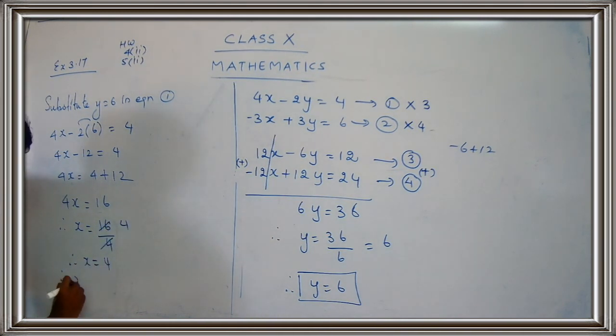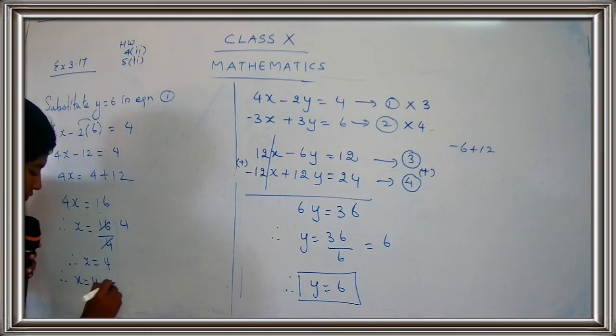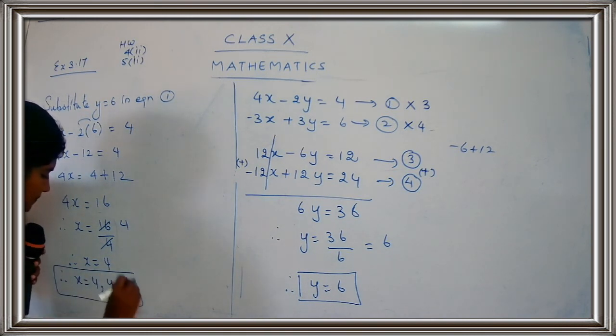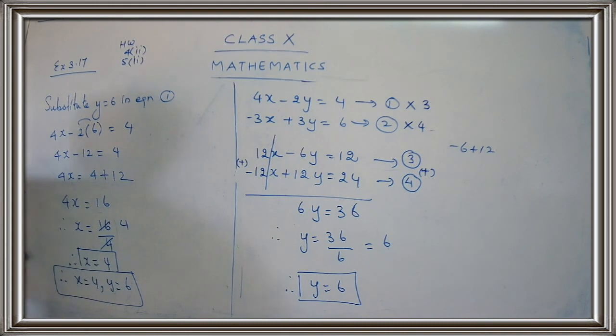So final answer, therefore x is equal to 4, y is equal to 6. So we have arrived at the final step. So we have got the value for x. x is equal to 4 and y is equal to 6. I hope you are clear, children. This type of questions, this type of method, we have already done in our 9th standard. Clear? Okay.